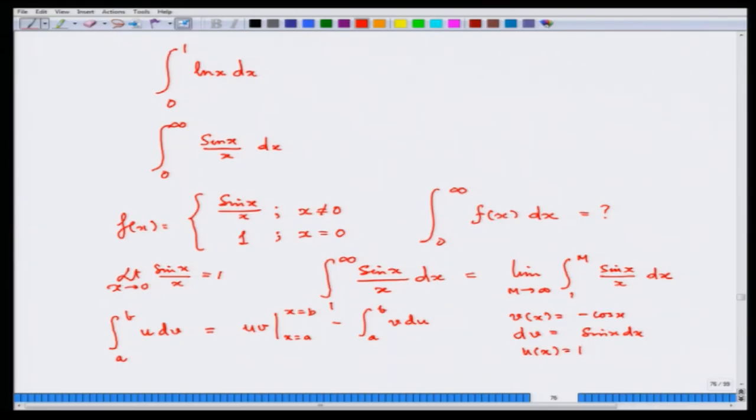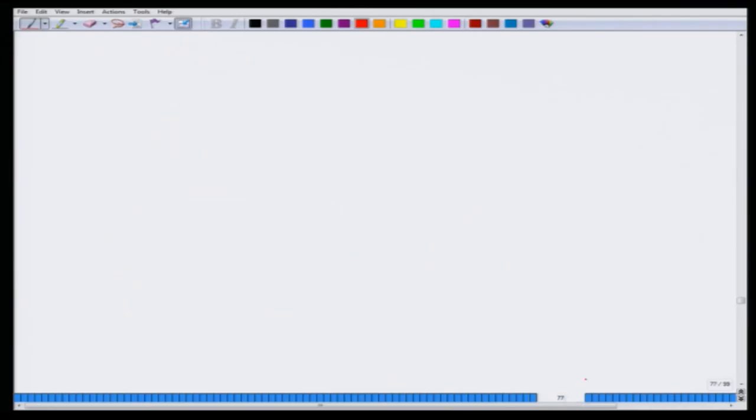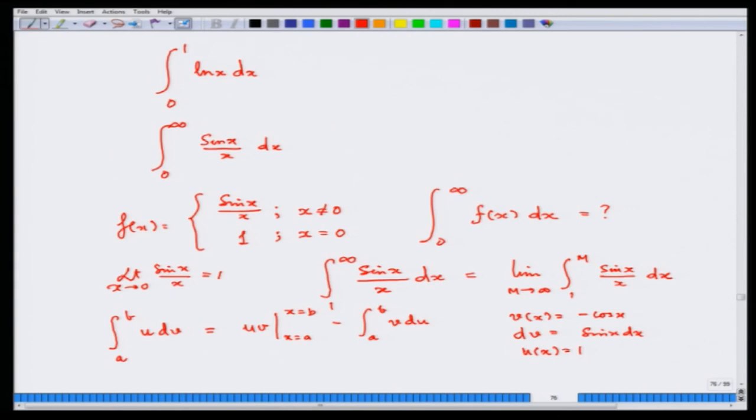So, now if I just use this formula and get the integration done, the integral from 1 to m of sin x by x. So, 1 by x is u, so it is u v, and v is minus cos x. So, finally, you will have this formula, which I request you to calculate yourself. So, it is at the end u dv, then v du. So, your u here is 1 by x, and v here is minus cos x. So, you immediately see how to calculate it.